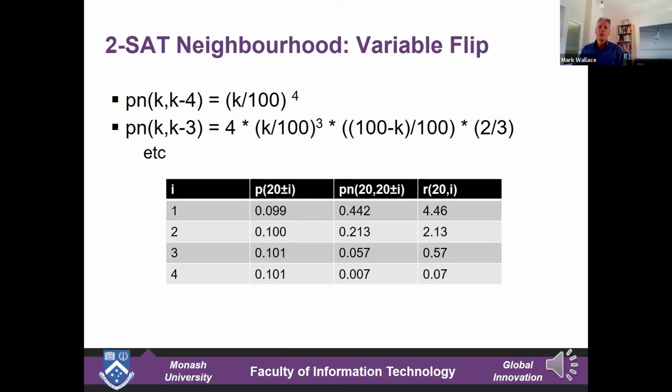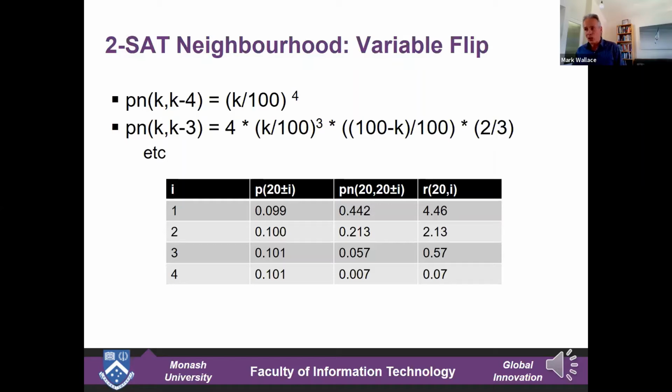We can also say the probability of improvement by 3 is the probability that 3 are in violated clauses, and 1 is in a non-violated clause, but in such a way that flipping it doesn't make it violated. That will happen 2/3 of the time, and that can happen 4 different ways. So we have all these different ways of computing the change in the fitness value due to a flip. And based on those values for P_nki, we can actually now work out what the R value is.